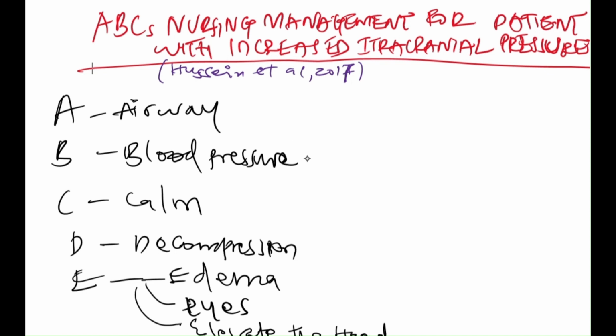The other thing is blood pressure. You have to monitor blood pressure because a well-maintained blood pressure helps in cerebral perfusion pressure, and it helps to maintain adequate blood flow to the brain.